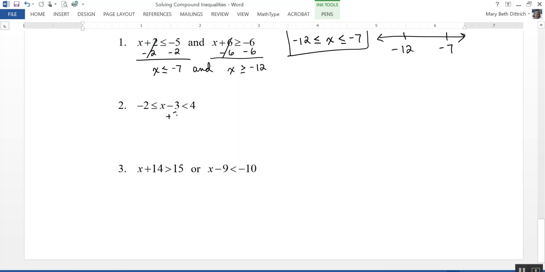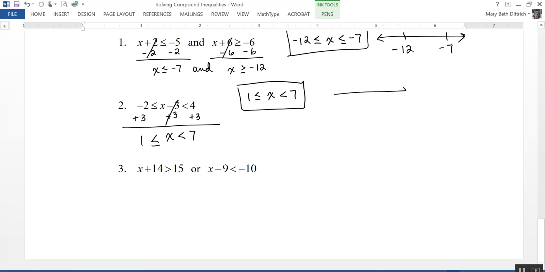So my goal is to get just an x in the middle here. To do that, I can add a 3, but if I add a 3 in the middle, I have to add a 3 on each side. So those will cancel out or give me a 0, leaving me with an x in the middle, which is going to be less than 7, and x is going to be greater than or equal to 1. So my answer is 1 is less than or equal to x, which is less than 7.